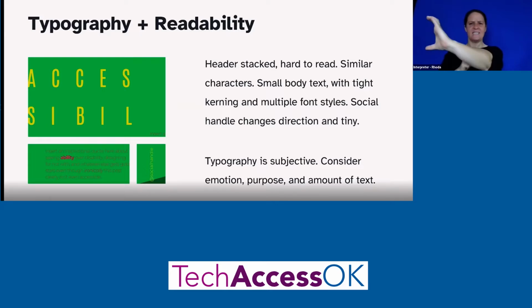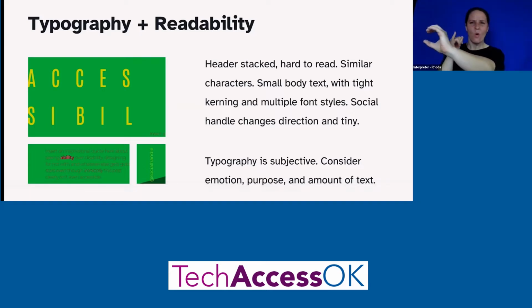We also have a screenshot of the body text, which is extremely small, and it has very tight kerning. The line height isn't that good either. So it's really hard to pay attention to a full paragraph when you have some elements bolded, some elements italic, some elements with different stroke weights. And finally, we have the social media handle that changed direction. So a user would have to bend their head sideways just to see what's going on.